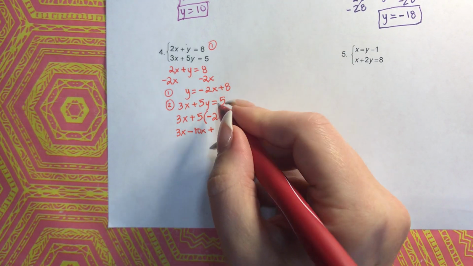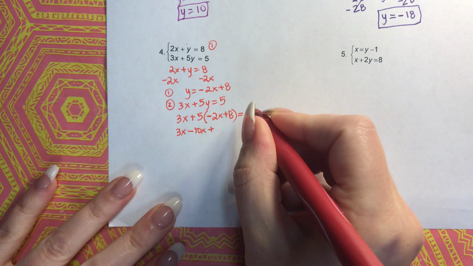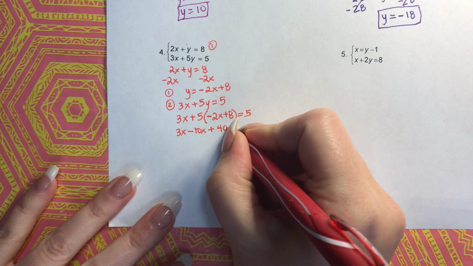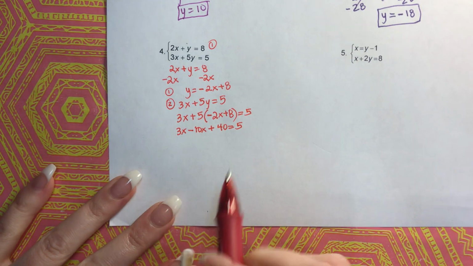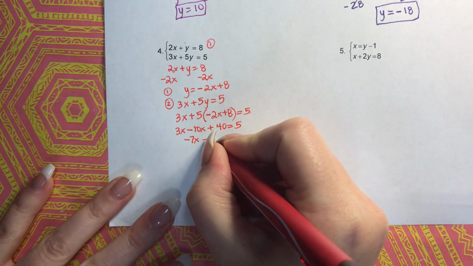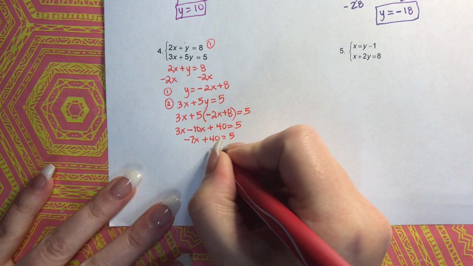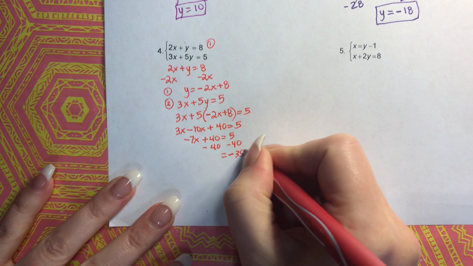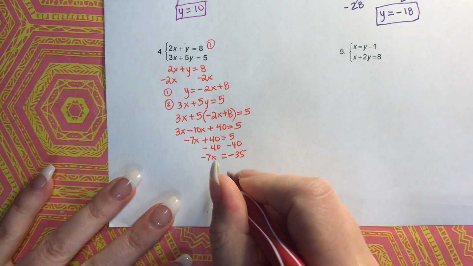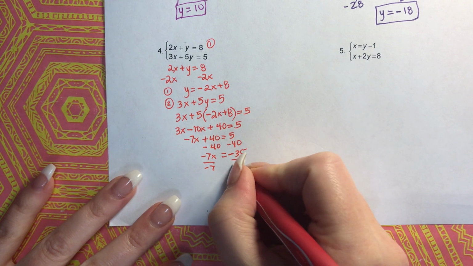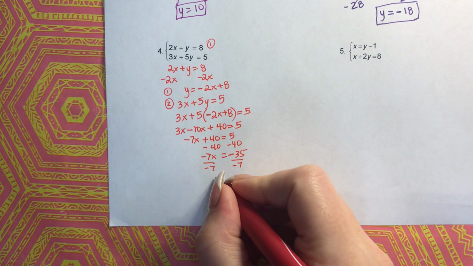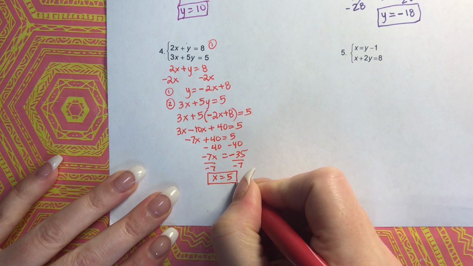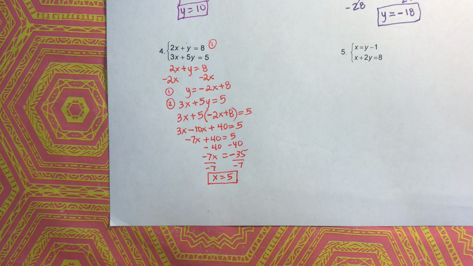What happened? Did I lose my 5 equals 5? Okay. 5 times 8 is 40 equals 5. Okay, then we subtract. Subtract 40. Okay, this is starting to look better. Get x by itself, so divide by -7 to both sides, and we end up with x equals a positive 5. Okay, that is great. And then I just need to figure out what y is.